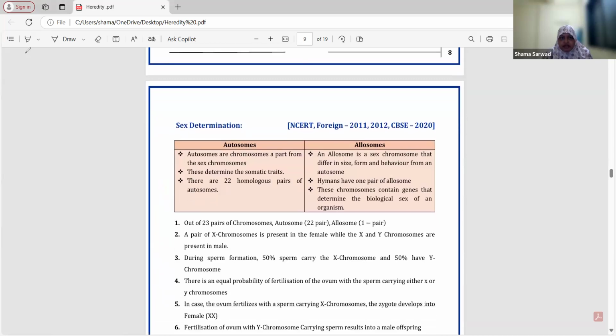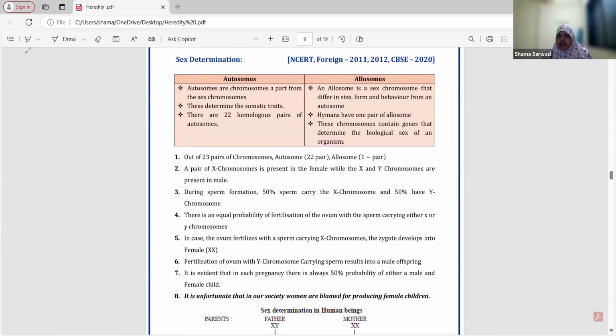Okay, this is one of the important parts. Most of the time it's been asked. See, NCERT 2011, 12, and 2020, the number of times this question was asked. See, autosomes and allosomes, what are they? Autosomes are the chromosomes apart from the sex chromosomes. And an allosome is a sex chromosome that differs in size and behavior from an autosome.